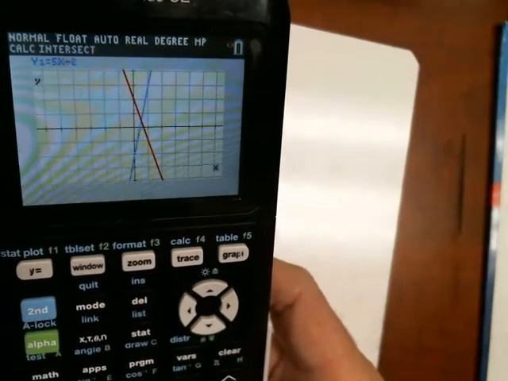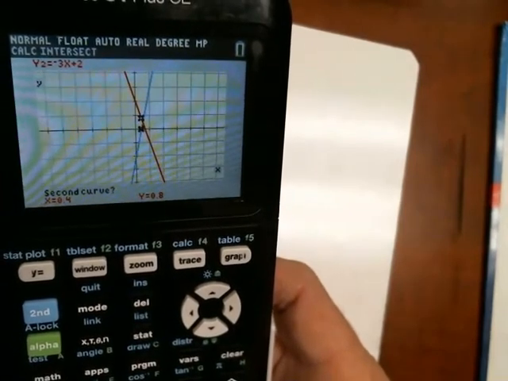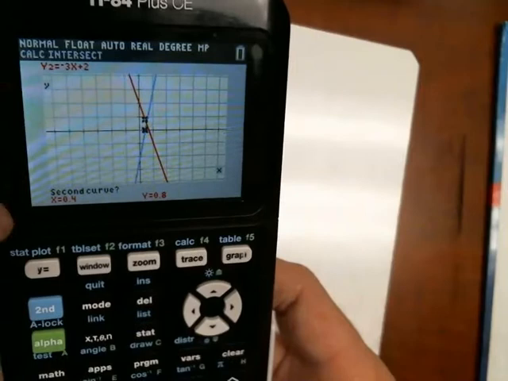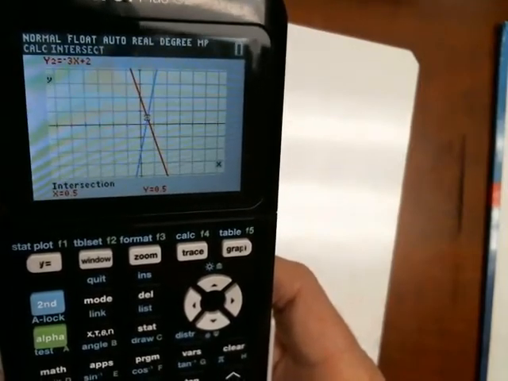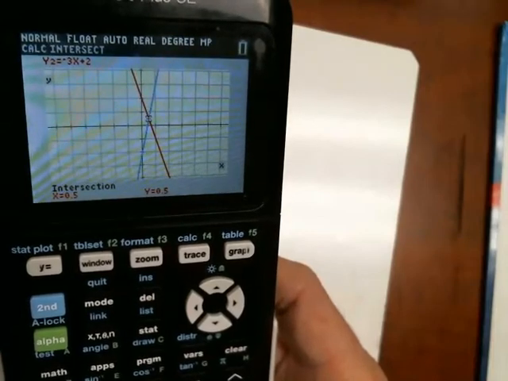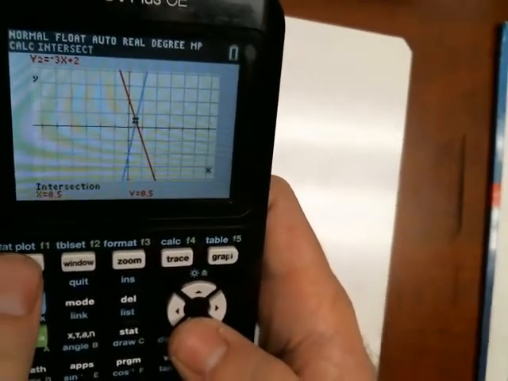And so say I hit enter, and then you see that the cursor jumps to the red line and everything's in red, and we want that one too. And then it finds the exact point where they crisscross. They both share the point 0.5 and 0.5. And why does this matter?